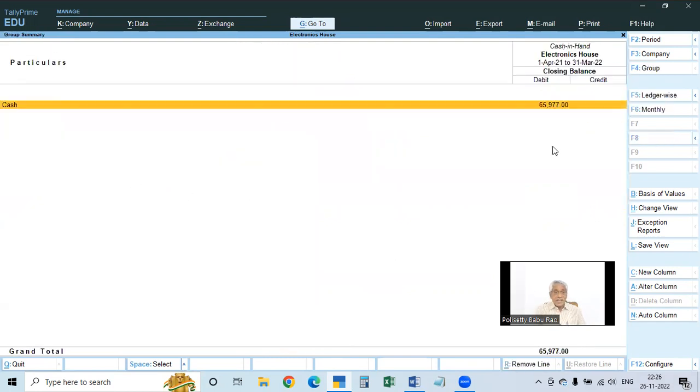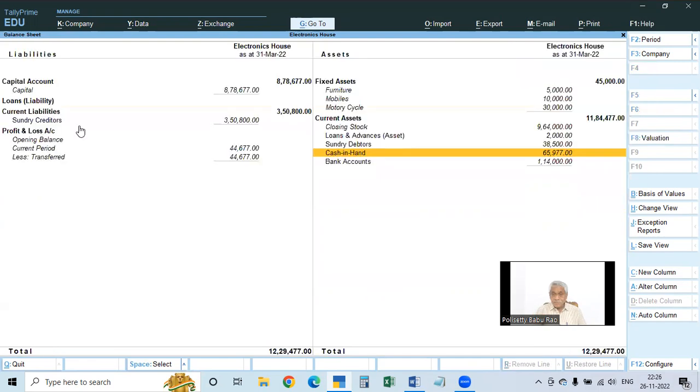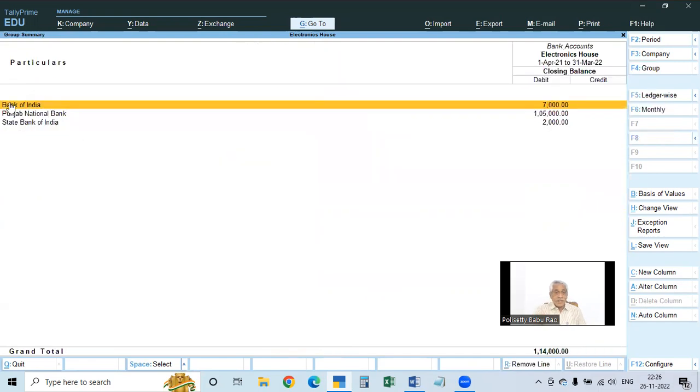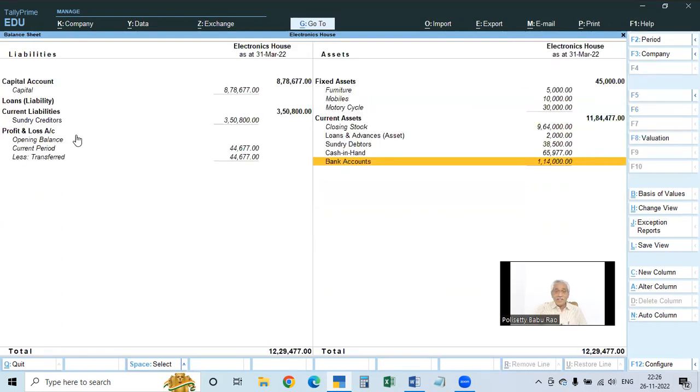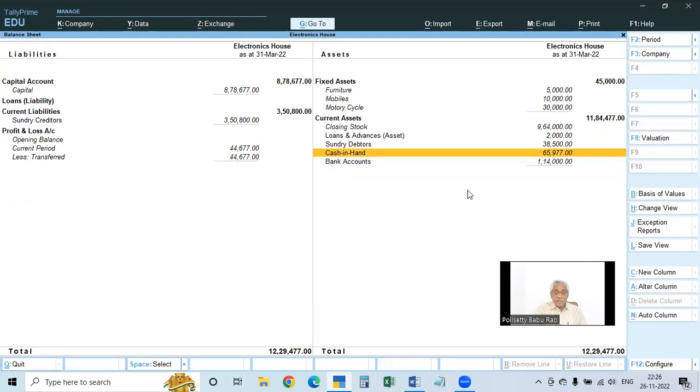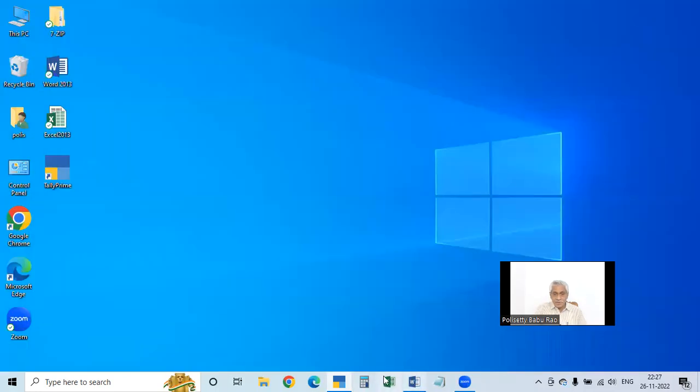Then cash in hand, under that we have cash with us, that is main cash and petty cash. And then bank accounts, I have 3 bank accounts. So all these will be displayed, but we cannot see them here by right click or by shift enter. Okay, so this is the thing. And now we will go to some other thing.